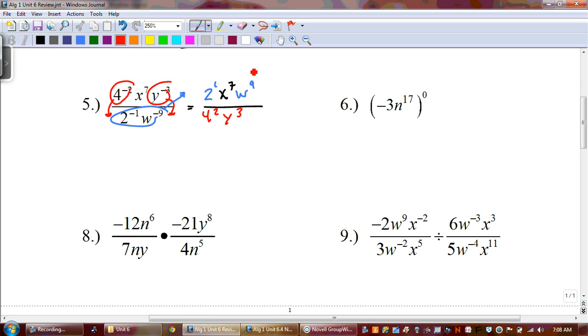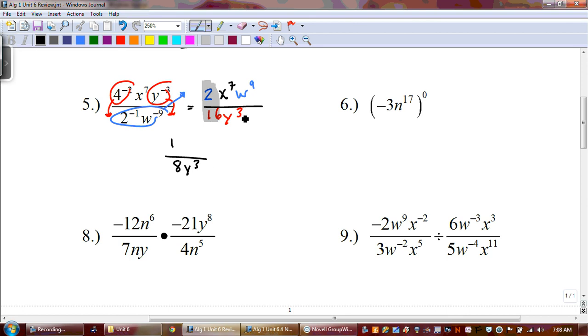Okay? So 2 to the first is really what? 2. 4 squared is 4 times 4, which is 16. So now we can do our final step, which is to reduce the fraction, and 2 over 16 is 1/8.